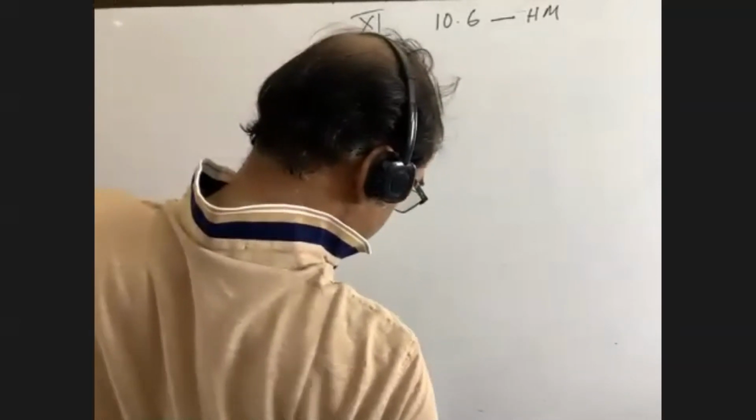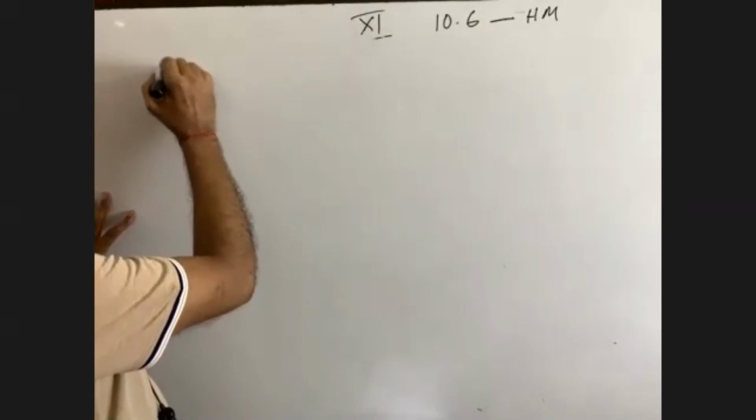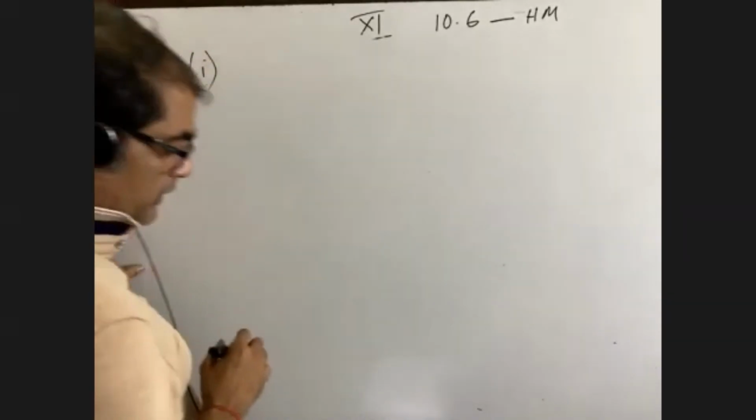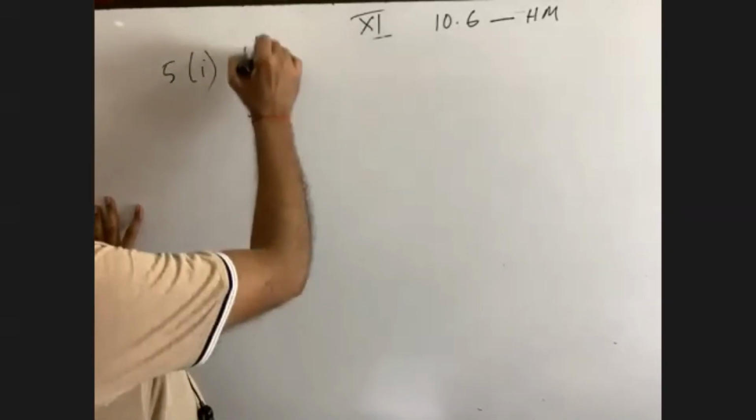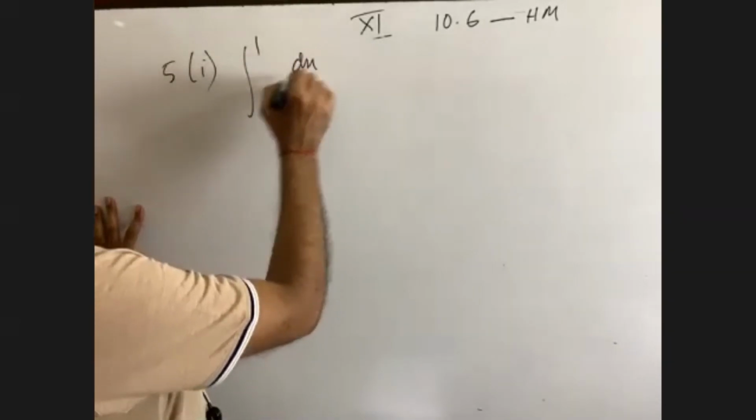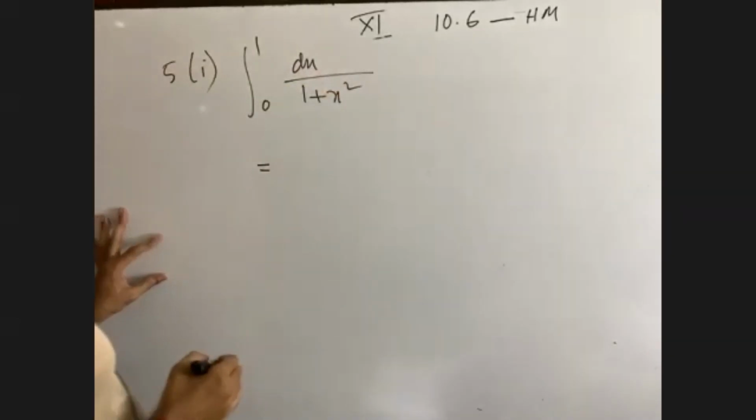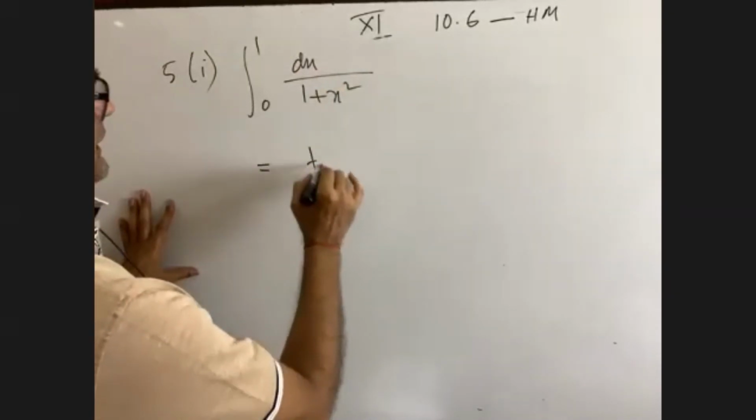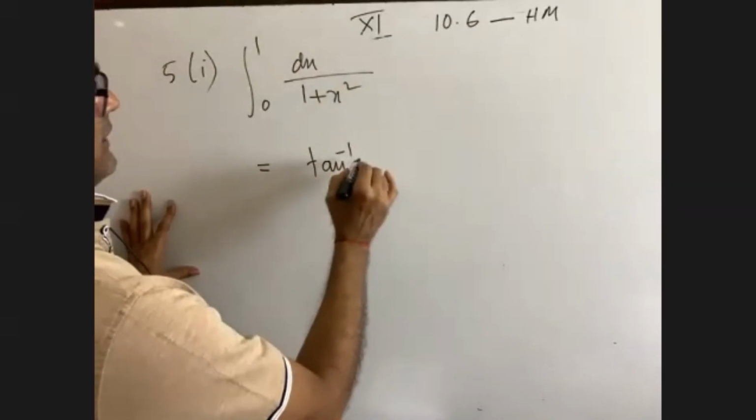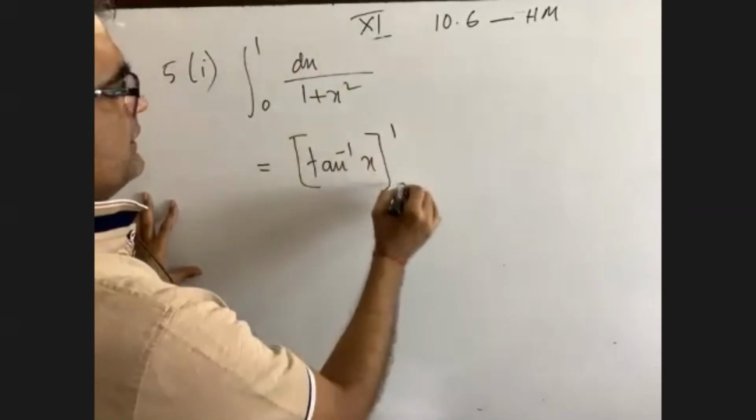Now I am going to do some maths which are really very important. The integral from 0 to 1 of dx by 1 plus x square. Just let me know, what is the formula? Tan inverse x. The limits are 1 and 0.